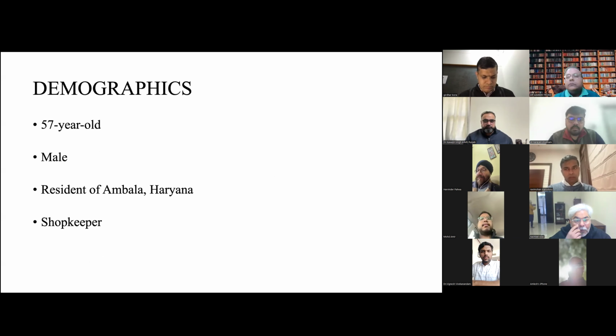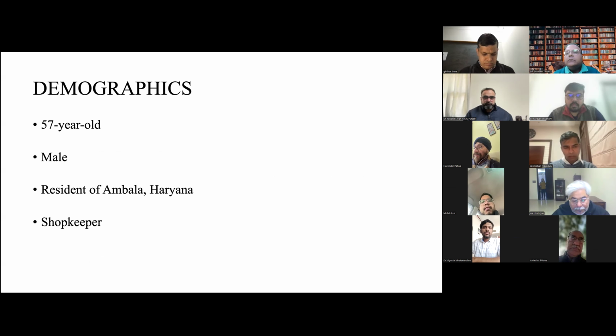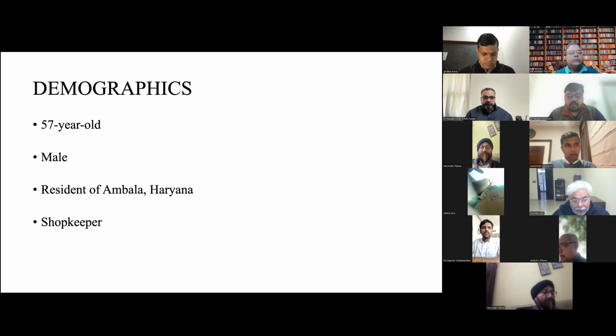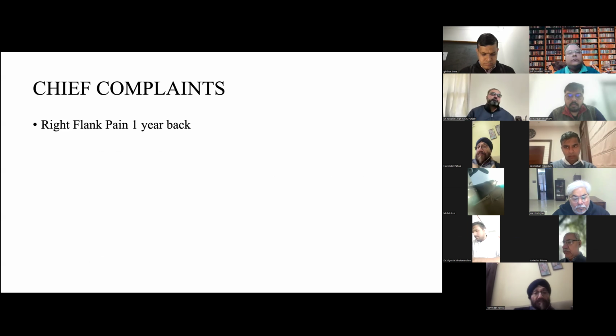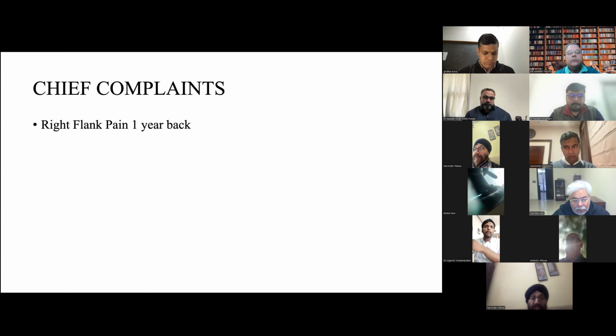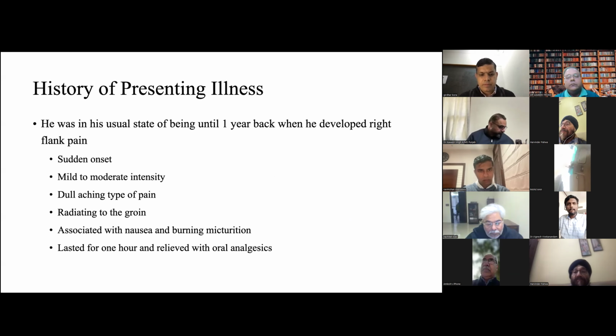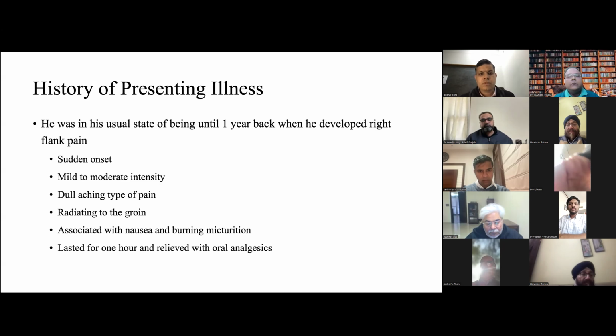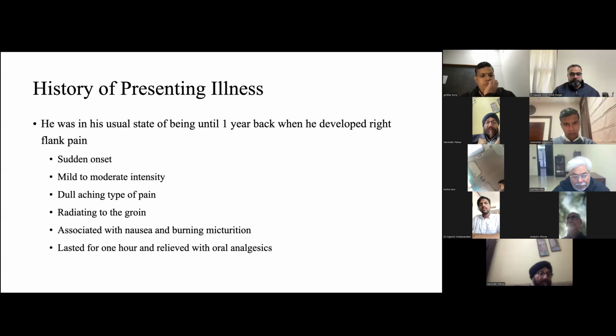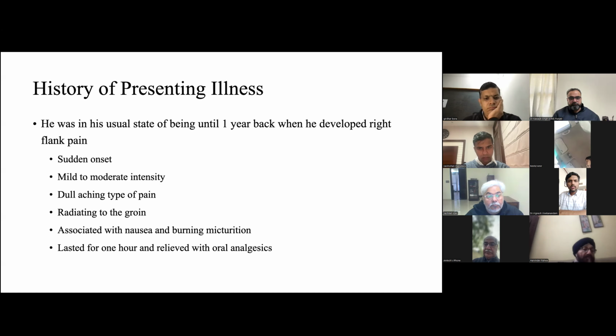So the case is a 57-year-old male. He's a resident of Ambala, Haryana. He's a shopkeeper by occupation. He presented to us with chief complaints of right flank pain 1 year back. History of presenting illness: he was in his usual state of being until 1 year back when he developed right flank pain, which was sudden in onset, mild to moderate in intensity, dull aching in character, radiating to the groin, and was associated with nausea and burning micturition. The episode of pain lasted for 1 hour and was relieved with oral analgesics.